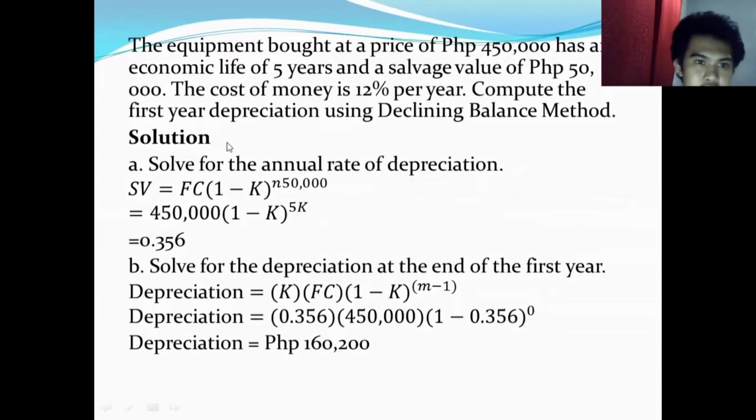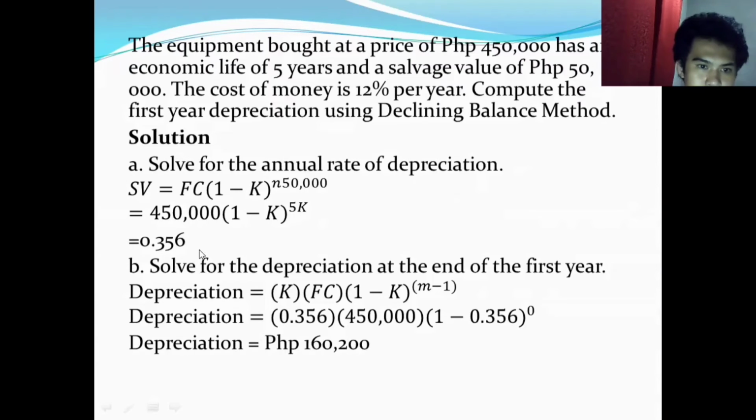So solution. So first is solve for the annual rate of depreciation. So this is the formula. Salvage value equals first cost times 1 minus k raised to n. So salvage value is 50,000, so 50,000 equals 450,000 times 1 minus k raised to 5. So the answer is 0.356. So this is the annual rate of depreciation.